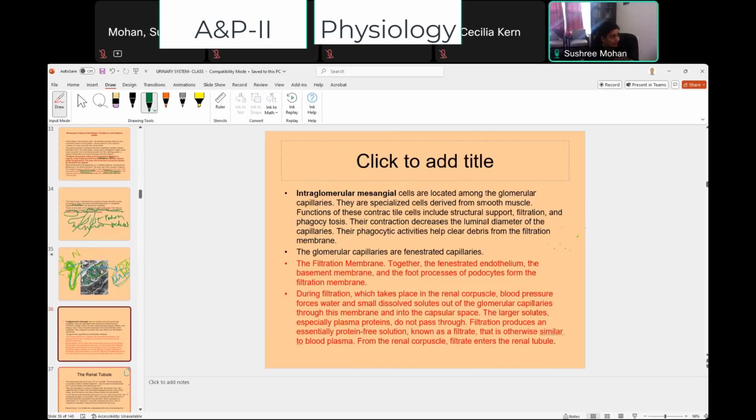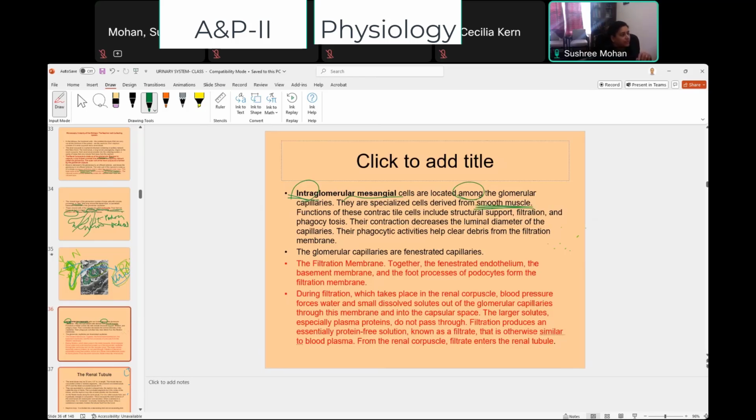Now, there are certain specific cells. They are called intraglomerular mesangial cells. Intra means between the glomerular capillaries. And these cells exist, they are called mesangial cells. They are located between the glomerular capillaries, that's why the word intra. So what are they? They are specialized, derived from smooth muscle.